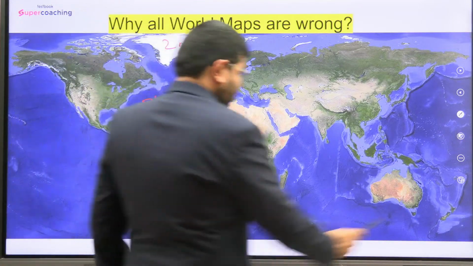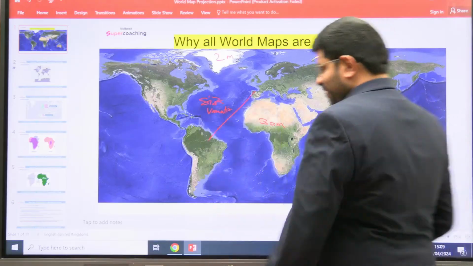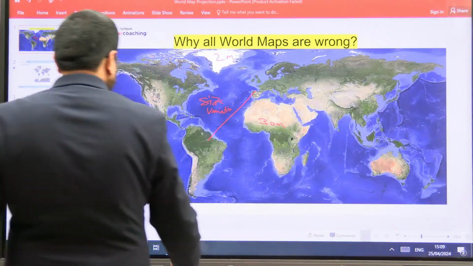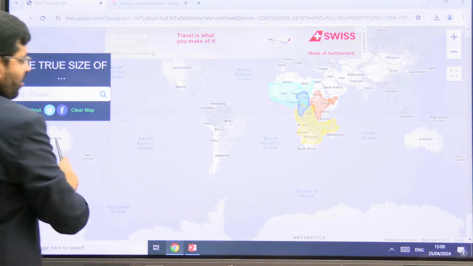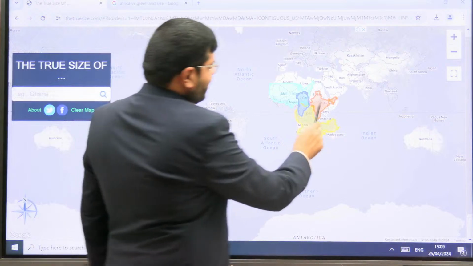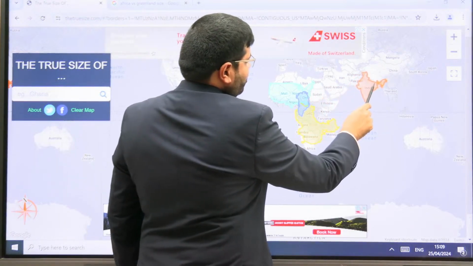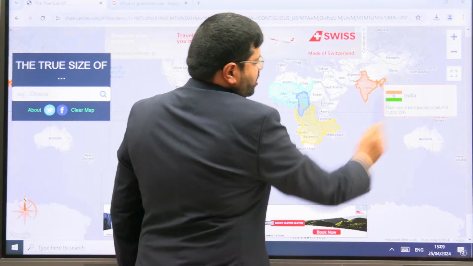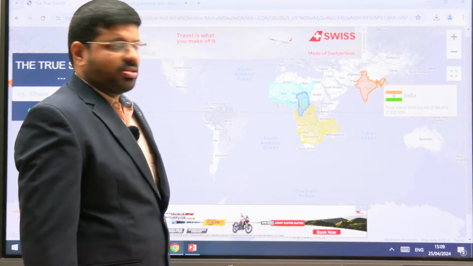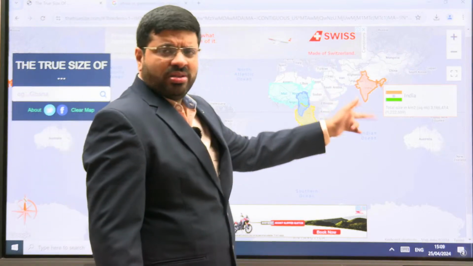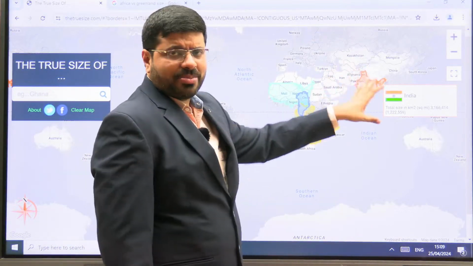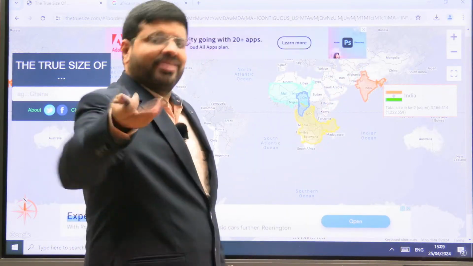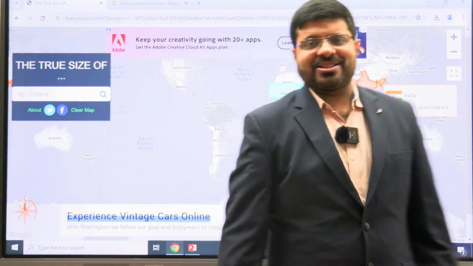For example, let us see the same thing in the true size. Okay, let us go by this. Now you see here, look at the size of India, right? It looks very good, right? Almost around 3.28 million square kilometers. We know the Pakistan occupied Kashmir dispute. They are not showing that as part of India. That is a challenge, and that discussion is for another day.